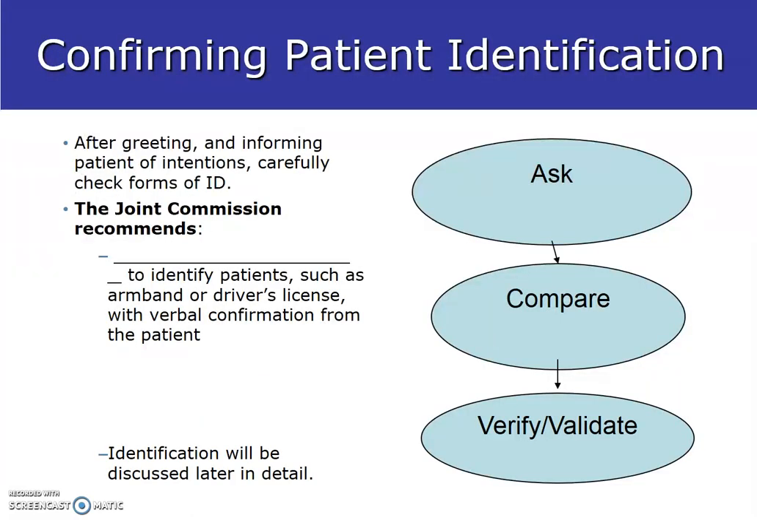After greeting and informing the patient of intentions, carefully check forms of ID. The Joint Commission recommends 2 unique patient identifiers to identify patients, such as an armband or driver's license, with verbal communication from the patient. Ask, please state and spell your name.